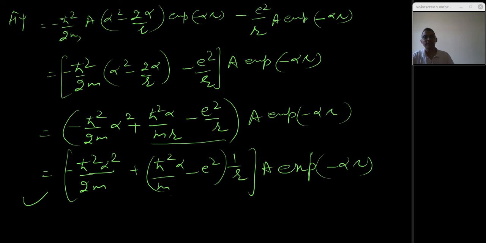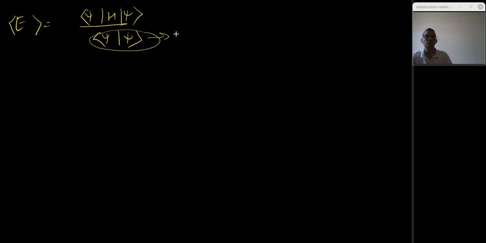So to find that, what do we do? This expectation value of energy can be written like this: ψ H ψ, and since the wave function is normalized, its value will be 1. So therefore I can simply write it like this. So let us put their values.